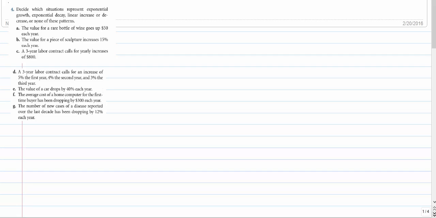Hi again. This particular problem has several options. Decide which situations represent exponential growth, exponential decay, linear increase or decrease, or none of these patterns. For A, the value for a rare bottle of wine goes up $50 each year. It's a constant increase each year, and it is linear increase.